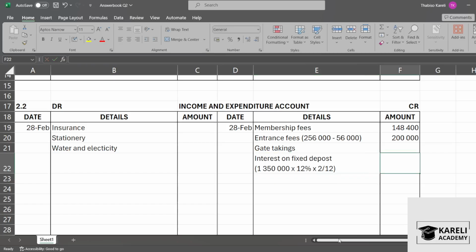How much is going to be? Equals to, let me open brackets, 1,350,000 multiplied by 12%, and the amount that we get will be multiplied by 2 divided by 12, meaning 2 months from 12 months. Now the outstanding amount will be 27,000. You see that using this calculation, right? Let us proceed.